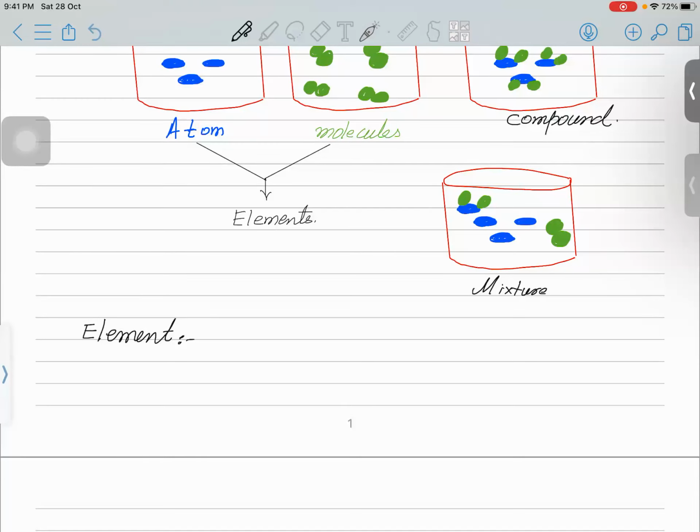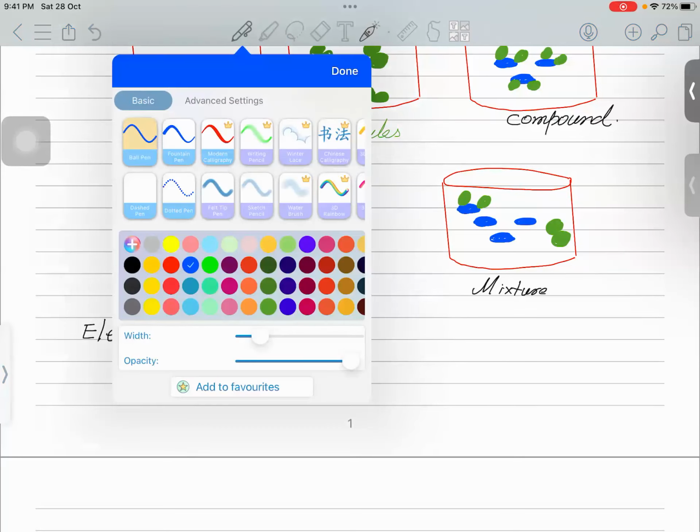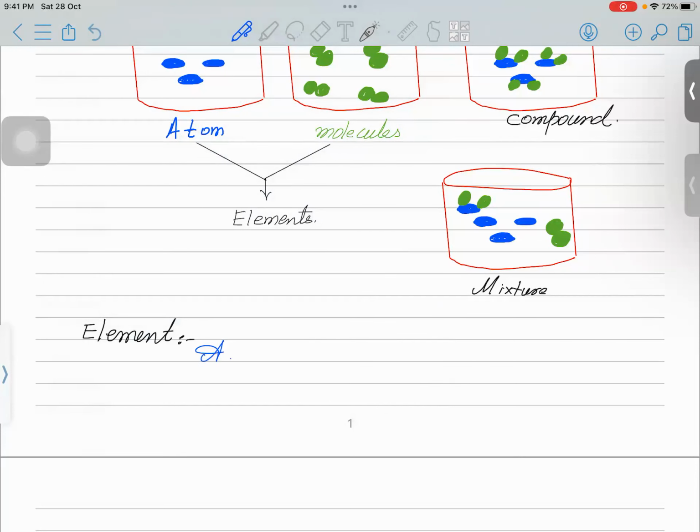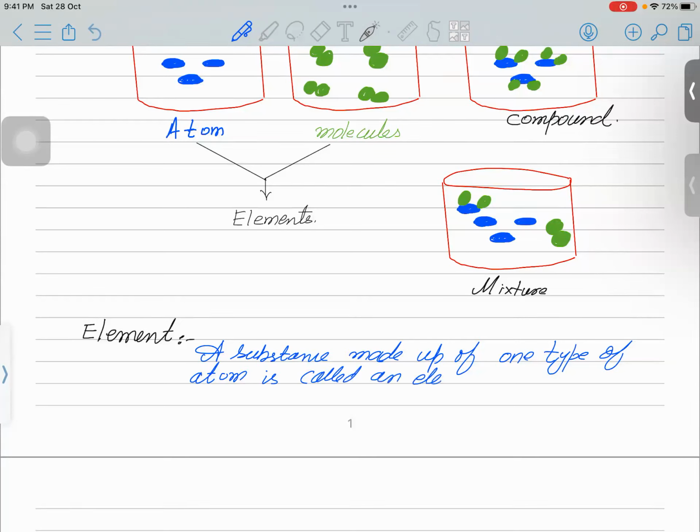Okay. So write a proper definition of element. A substance made up of one type of atom is called an element. For example, gold. For example, silver.